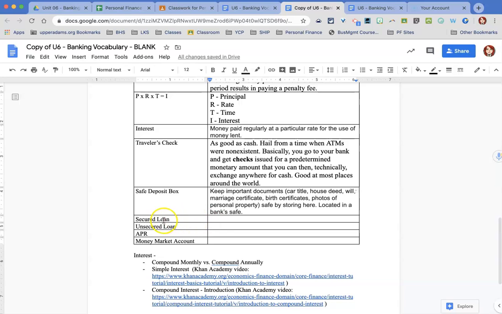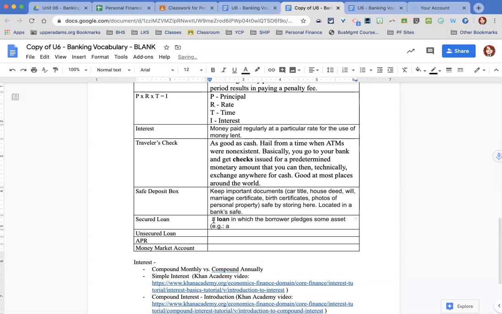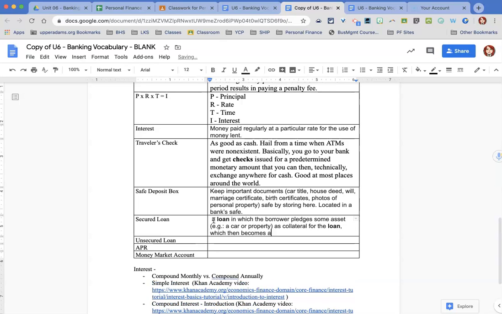Now, there are 2 kinds of loans. One is a secured loan and one is an unsecured loan. So what the heck is the difference? A secured loan is a loan in which the borrower pledges some asset, for example, a car or some sort of property, and they pledge this as collateral for the loan. This collateral then becomes what is called a secured debt owed to the creditor who gives the loan. Typically, the creditor in this case would be the bank.